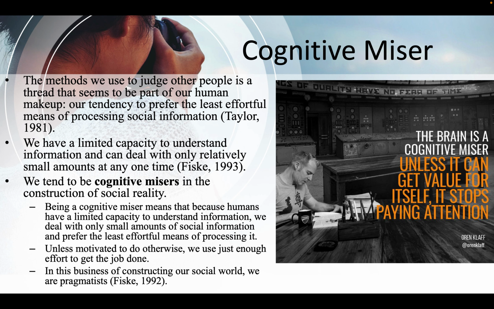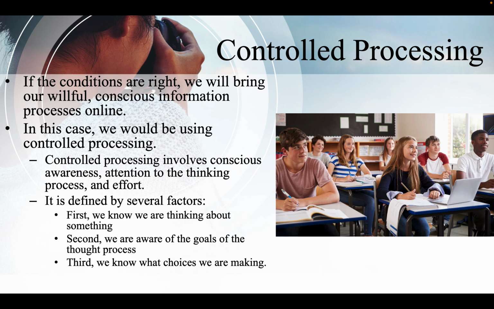Being a cognitive miser means that because humans have a limited capacity to understand information, we deal with only small amounts of social information and prefer the least effortful means of processing it. Unless motivated to do otherwise, we use just enough effort to get the job done. In this business of constructing our social world, we are pragmatists, social misers. We use easy ways. We interpret things the easiest way we possibly can. If the conditions are right, we will bring our willful, conscious information processes online.